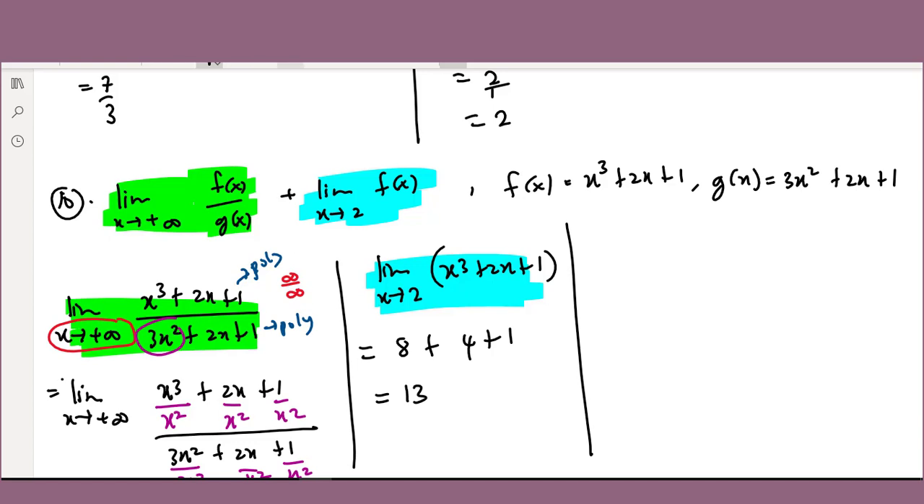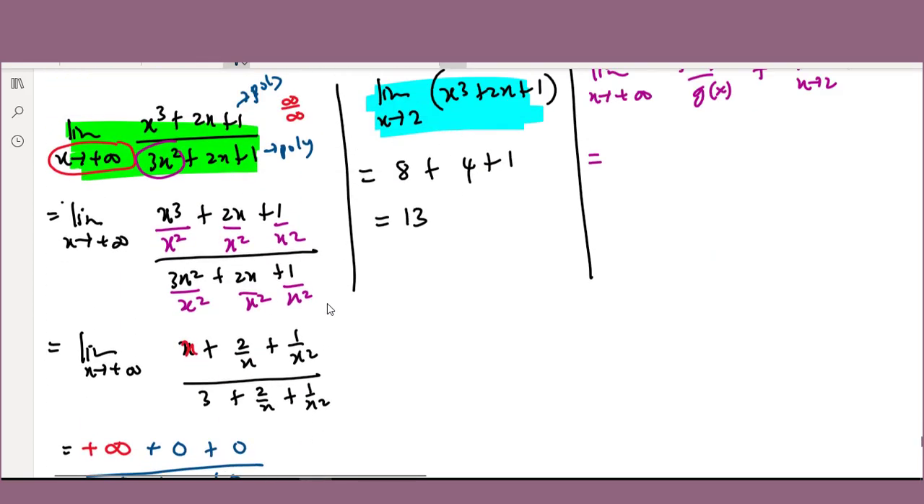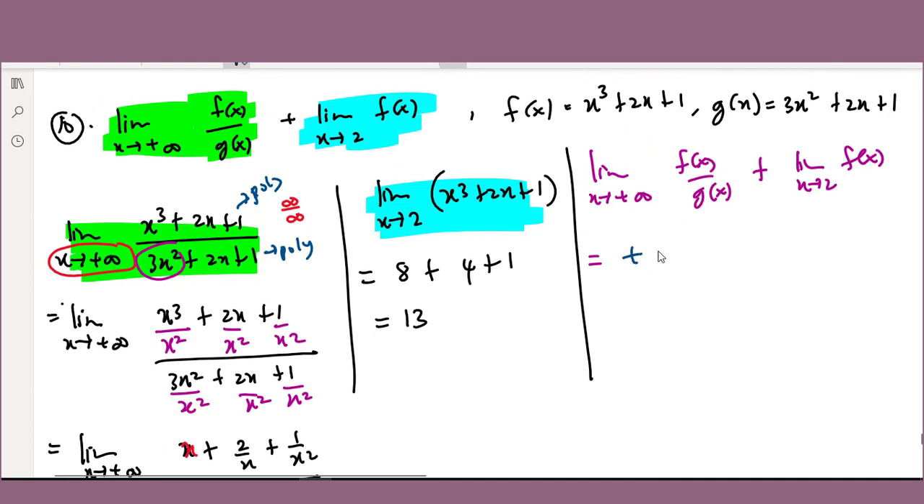Then combine: the limit as x tends to positive infinity of f(x) over g(x), plus the limit as x approaches 2 of f(x). This one is positive infinity, and this one is 13. So 13 plus infinity, of course the answer is infinity. Okay, that is the answer for number 10.